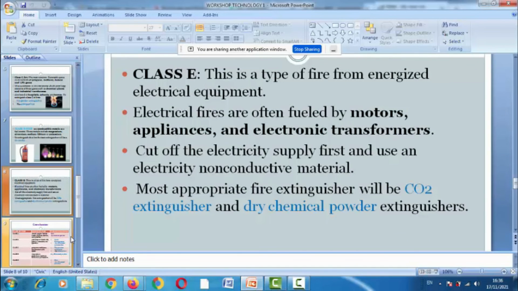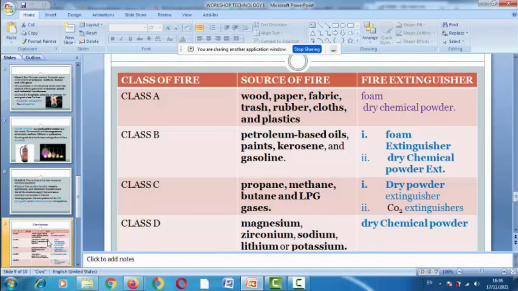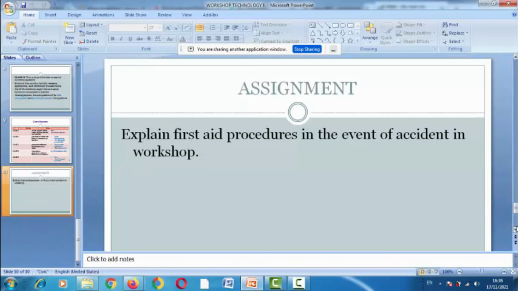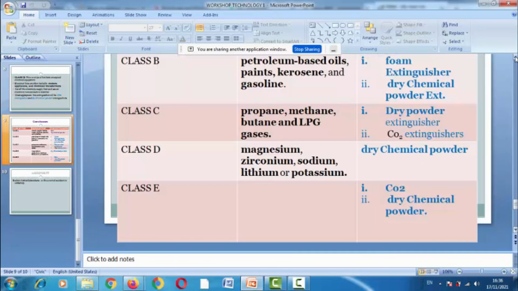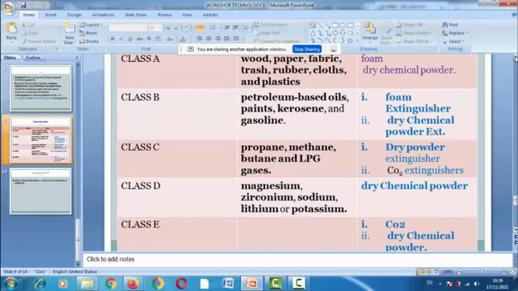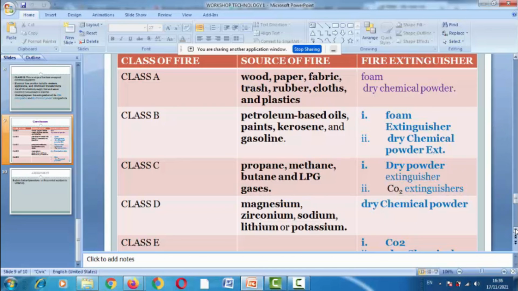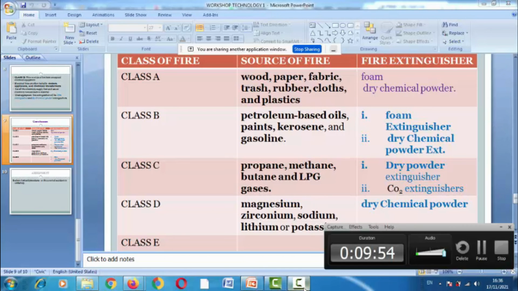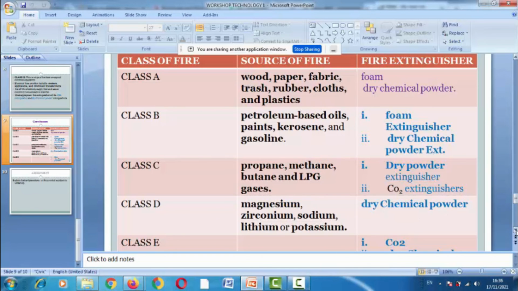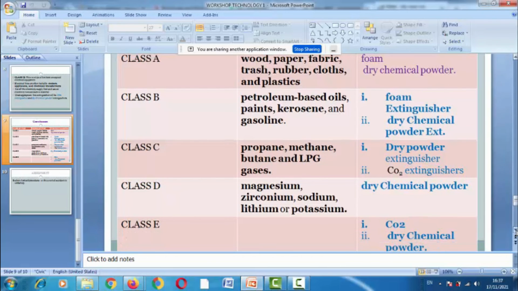So after having done that, now we can have the table there as a conclusion, whereby you have class A, class B, class C, class D, and class E. So in case of an exam, you may be asked to draw that table consisting of classes of fire, source of fire, and the fire extinguisher. So that is the end of our lesson today.